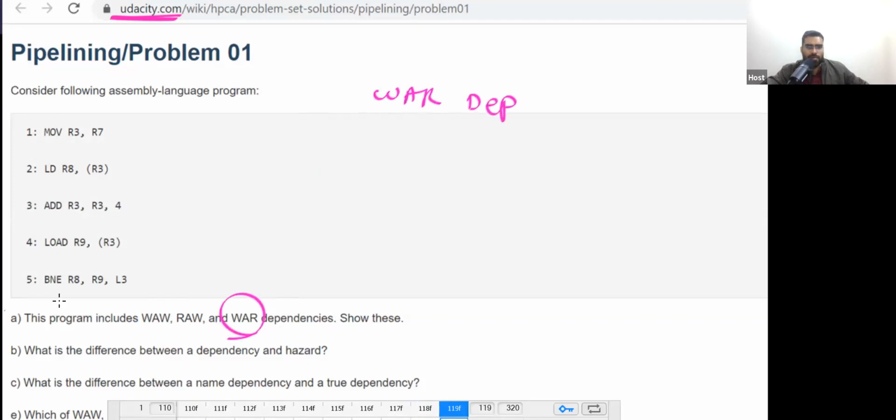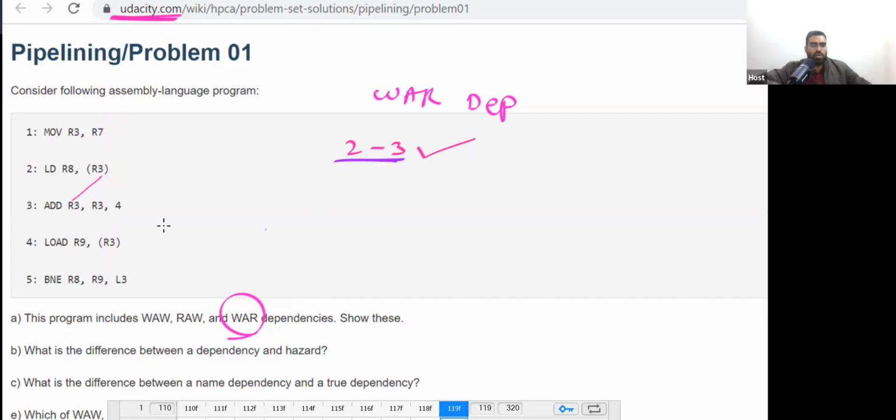Tell me, how many WAR dependencies are there? For WAR dependency, you have to check like this. See, there is no WAR dependency. Yes, there is a WAR dependency. Just go in the reverse direction. Just check in the reverse direction, nothing else. That's it.